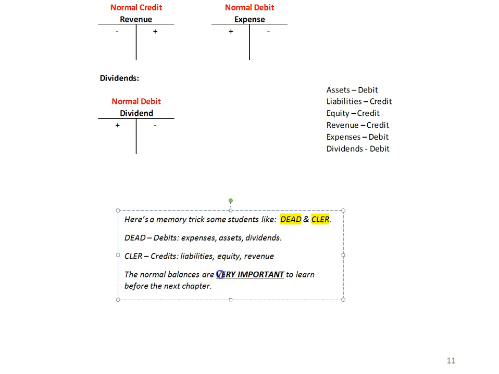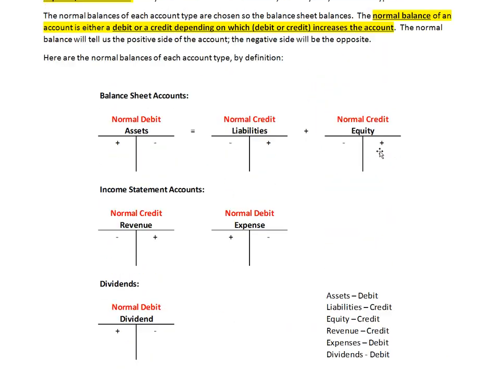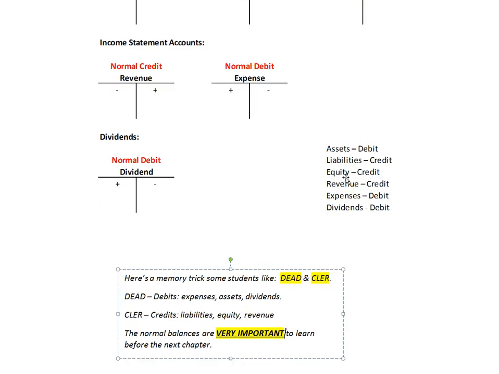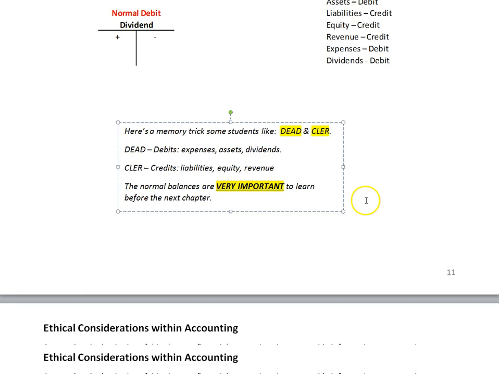But again, this is very important. You should be able to write these 12 words, because there are 12 words here. You should be able to write this on a quiz if you see it in some way or some form. It is really the most important thing to take away from this chapter, the normal balance of the accounts. Because in chapter 2, we're going to be journalizing transactions. We need to know how to increase or decrease a certain account. We need to know whether we need to debit or credit it to increase or decrease it.